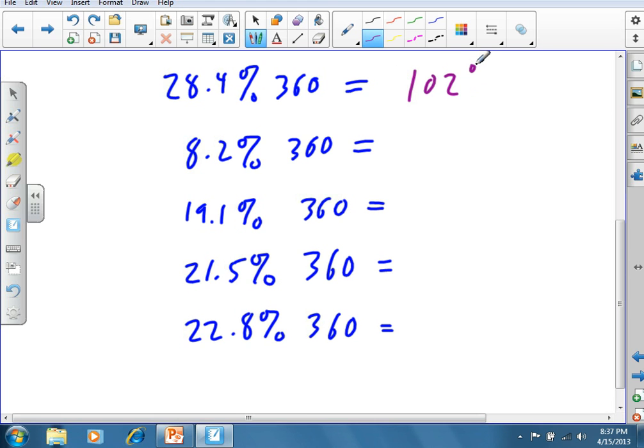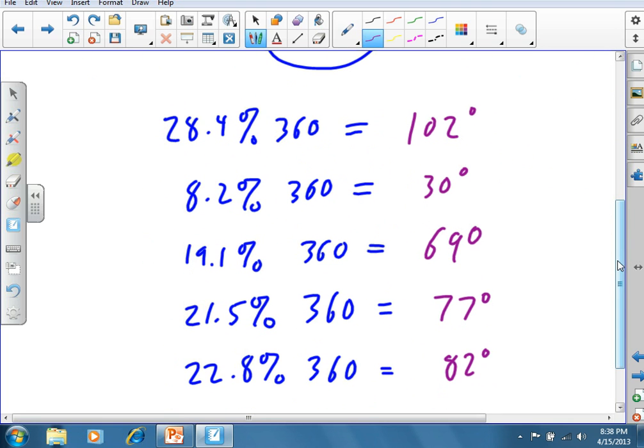102 degrees. 30 degrees. Way to go. 69 degrees. 77 degrees. And 82 degrees. Oh, okay. That was 1521. Turn the page.